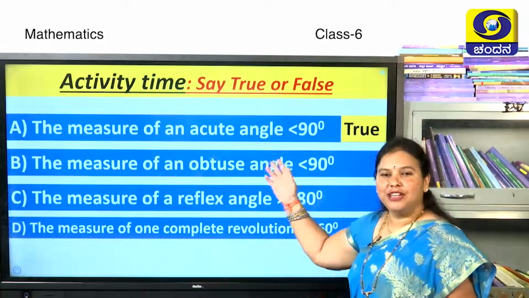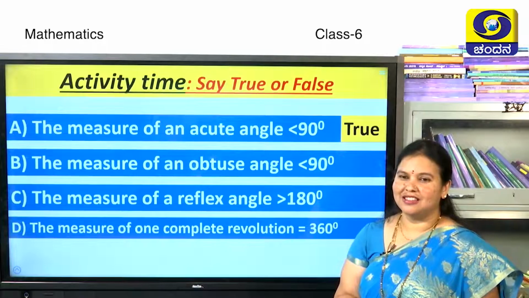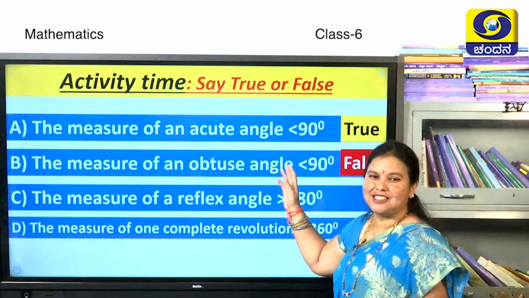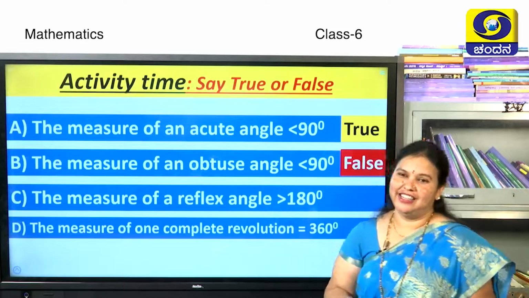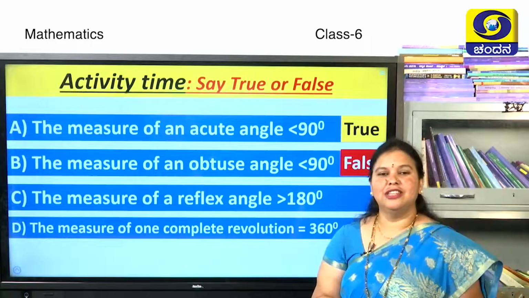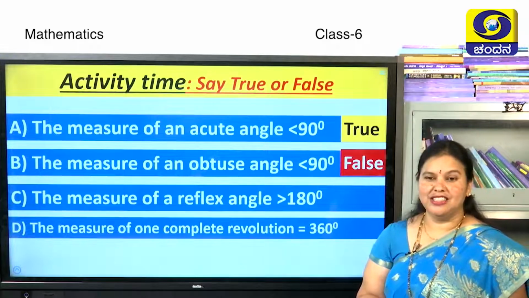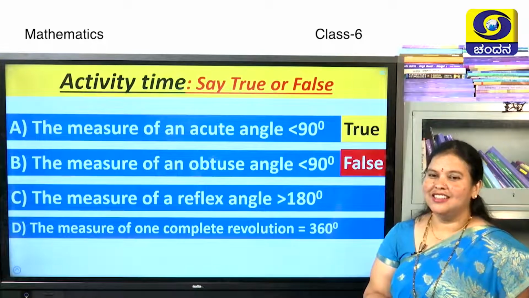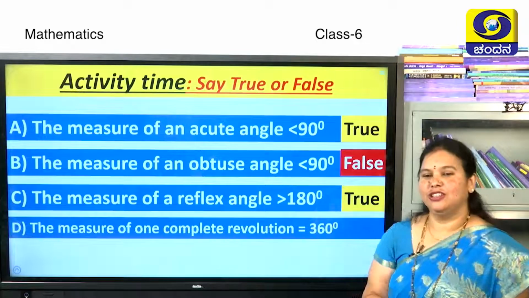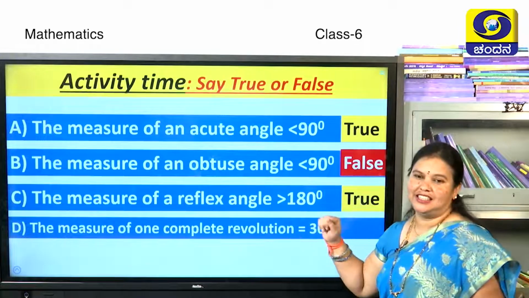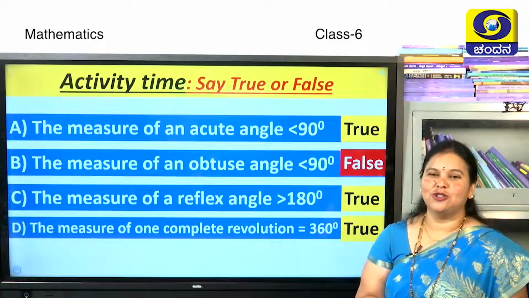The measure of an obtuse angle is less than 90 degree. Is it true or false? Yes, correct. It is false because the measure of an obtuse angle is greater than 90 degree. Isn't it, children? Third one. The measure of a reflex angle is greater than 180 degree. Is it true or false? Yes, it is true. The measure of one complete revolution is equal to 360 degree. Is it true or false? Yes, this is also true.